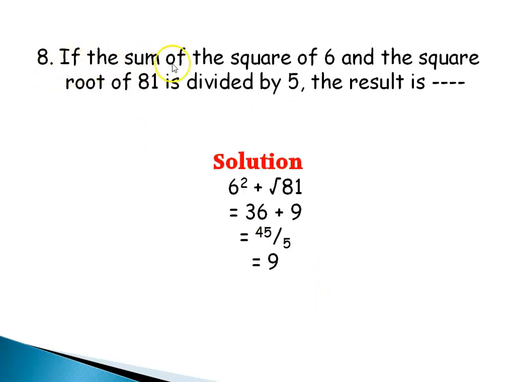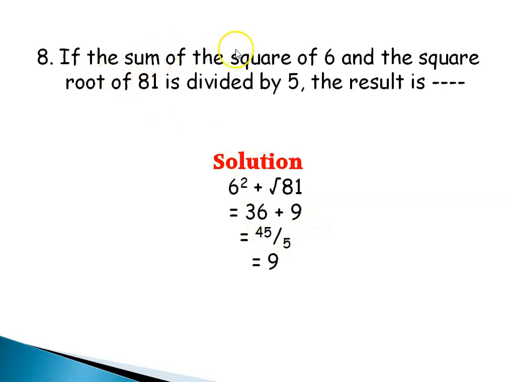Question 8. If the sum of the square of 6 and the square root of 81 is divided by 5, the result is, okay, let's find out. The square of 6, that's 6 squared, plus the square root of 81. 6 squared, same thing as saying 6 times 6, is 36. And the square root of 81: I'm looking for a number that if I multiply by itself would give me 81. 9 times 9 is 81, so the square root of 81 is 9. So 36 plus 9 is 45.